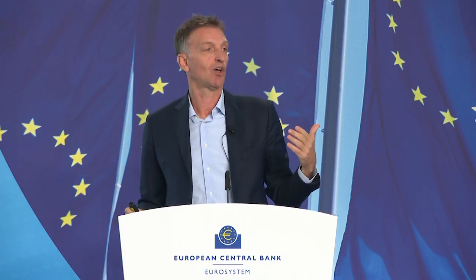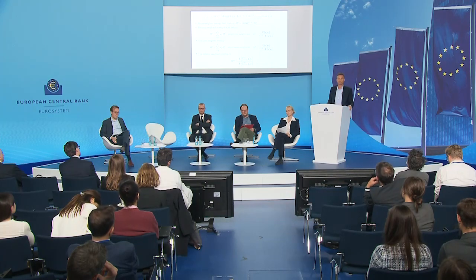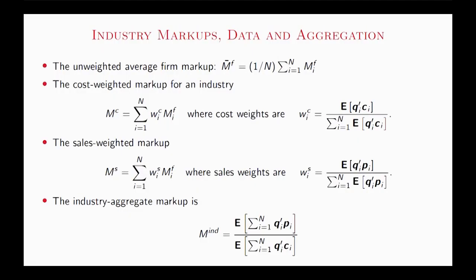because of the weights and that composition effect. Now, if this happens at the level of the product to firm, this is also going to happen when I aggregate towards the industry. And so let's just now calculate the different types of markups that we can envisage here. So we have the unweighted markup, for example.